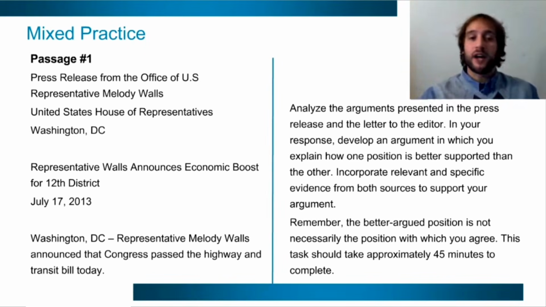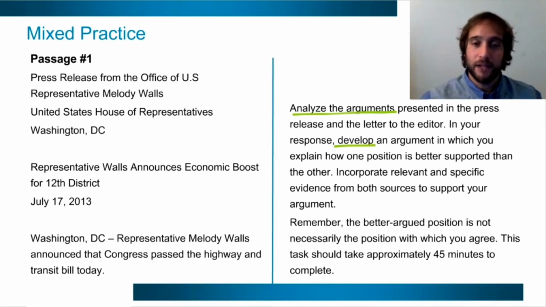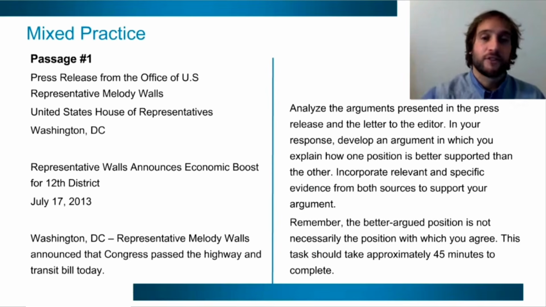Okay, so we know that off to the right, we're going to get our standard text, right? All the information we know we're already going to see. Analyze these arguments. Develop an argument where you decide which is better. Incorporate relevant and specific evidence, right? It's going to take 45 minutes. It doesn't have to be the one that you necessarily agree with. All that stuff you have heard me say already three or four times in this lesson. Have that memorized. Know that that is what they are going to ask you before you ever get to the extended response section.